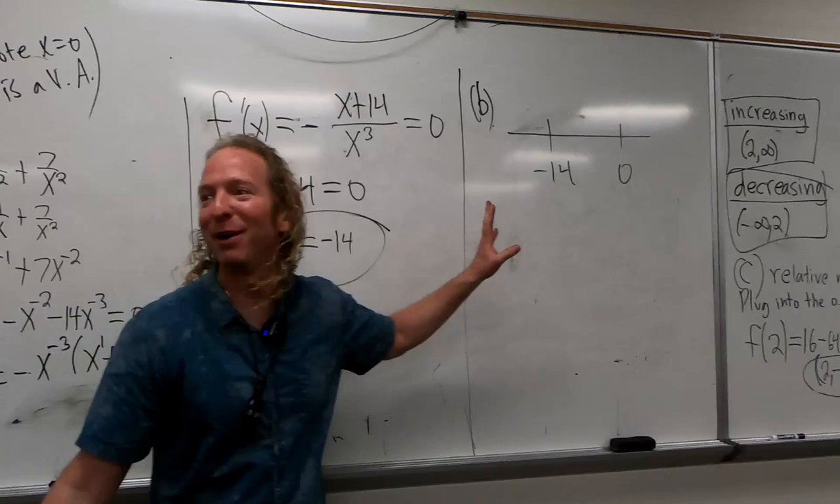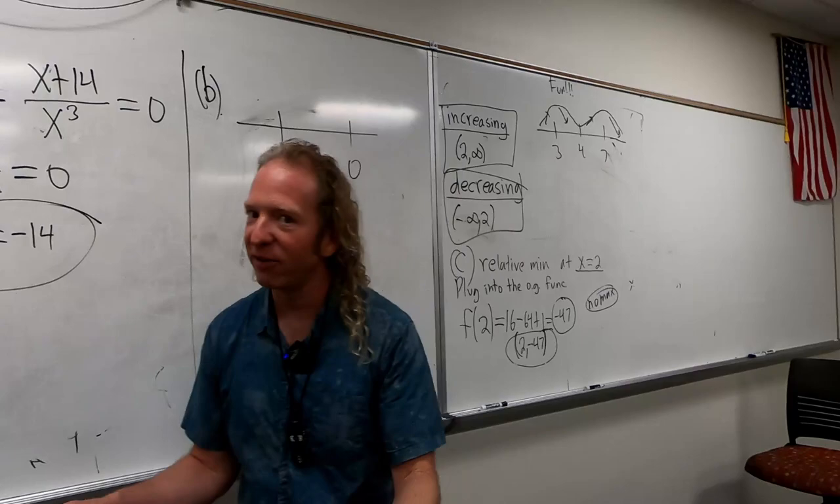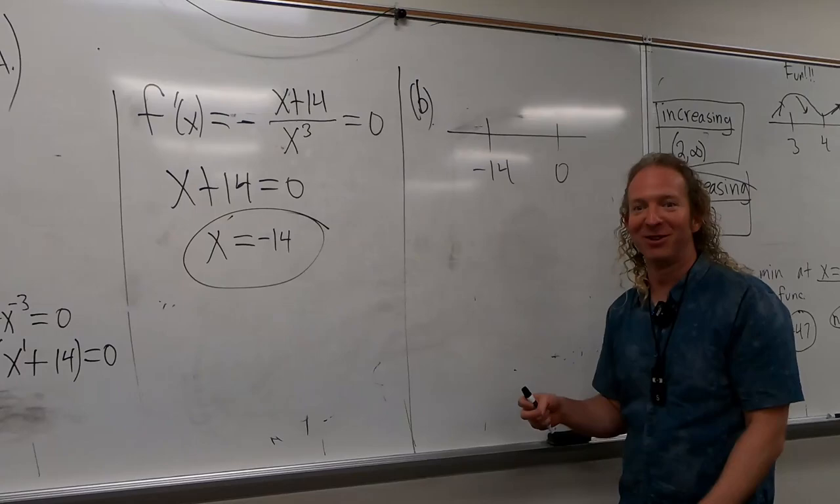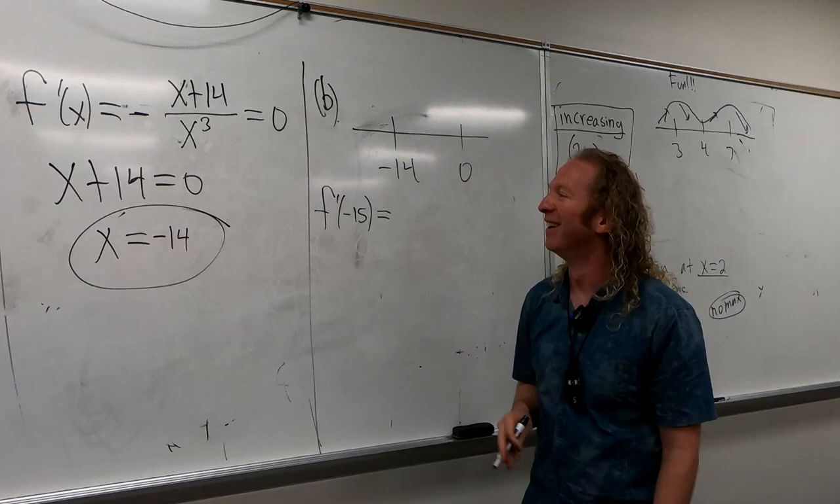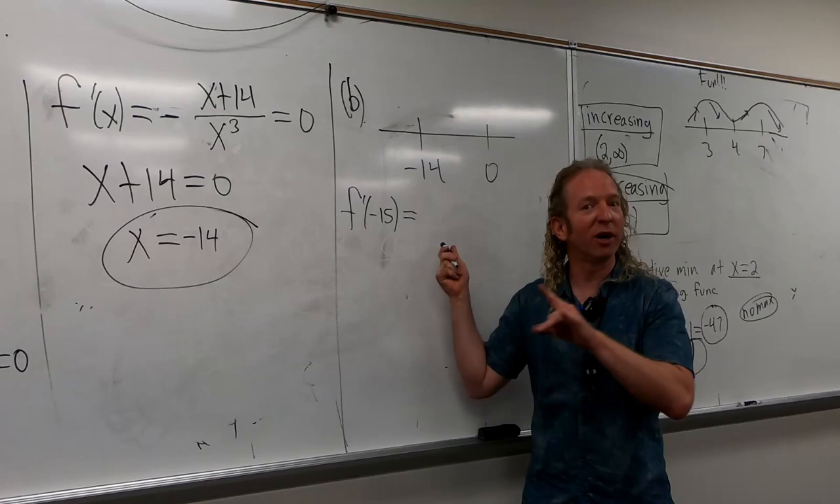All right, let's pick test points. What's a nice number smaller than negative 14? Negative 15. No, it's negative 15. So take negative 15, and where do we plug it into? Into the derivative.